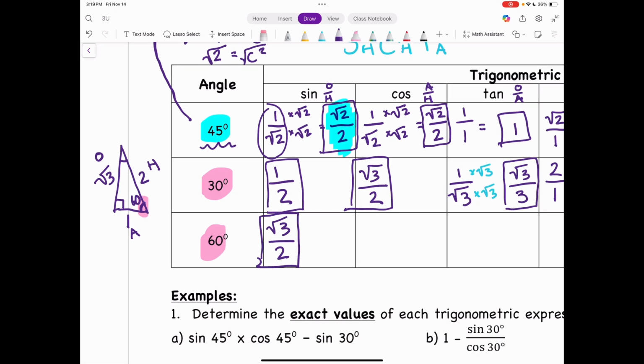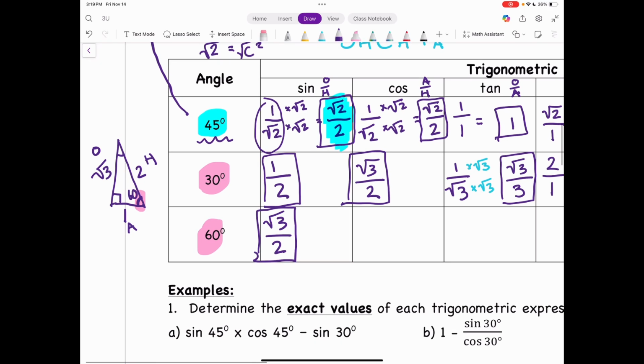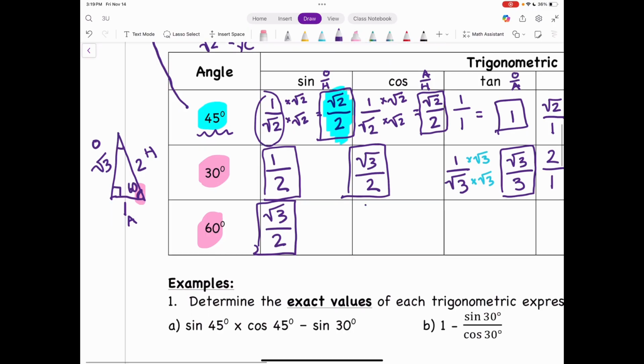So that's the exact value for sine at 60 degrees. For cosine, it's adjacent over hypotenuse, so my adjacent is 1 and my hypotenuse is 2. So there you go, there's the exact value for cosine at 60 degrees. And then, of course, tangent is opposite over adjacent, so opposite is the square root of 3 and adjacent is 1, which we can simplify to just the square root of 3. So there's the exact value for tan at 60 degrees.